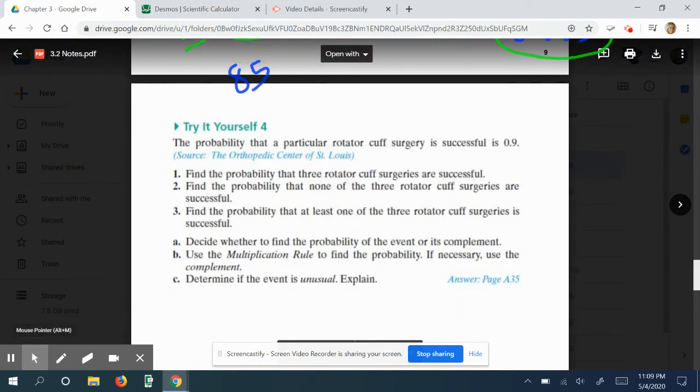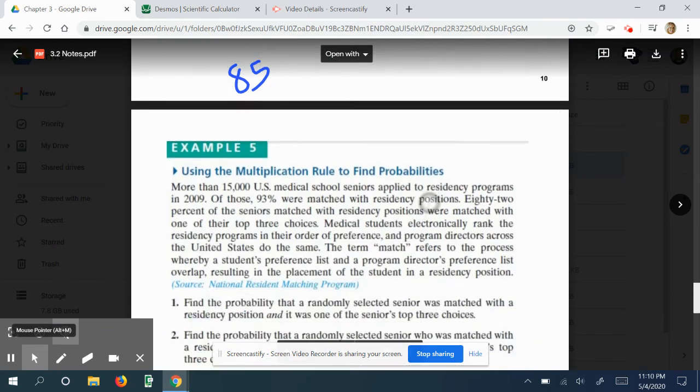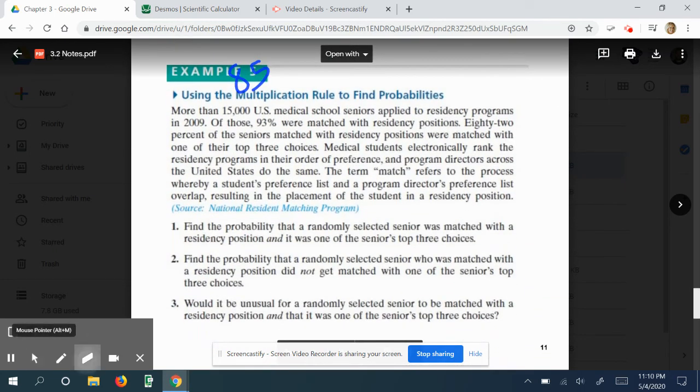Okay. Now, for this example, it says the probability of a particular rotator cuff surgery is 90%. Okay. And use that to now find the next questions that you have. All right. The last example we're going to look at.